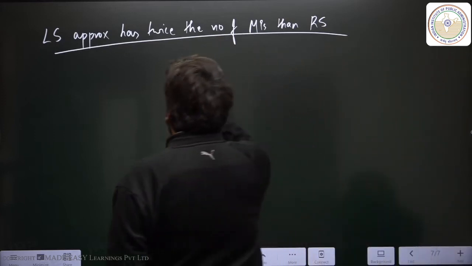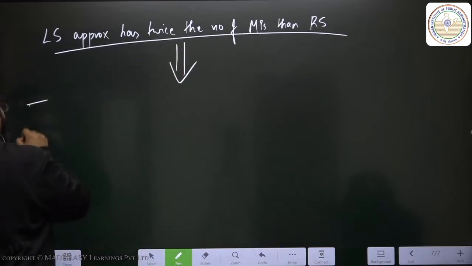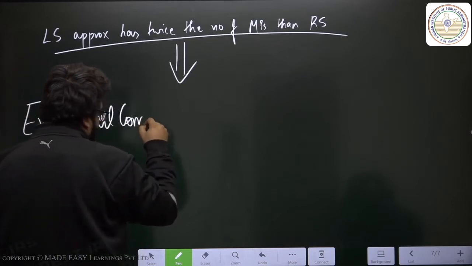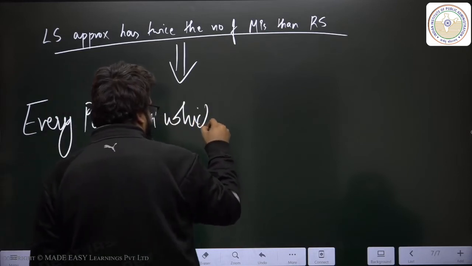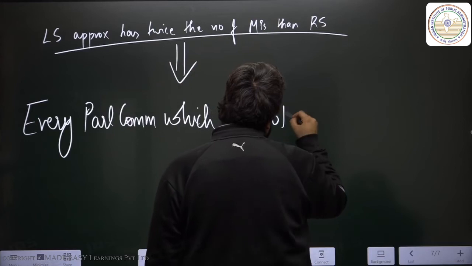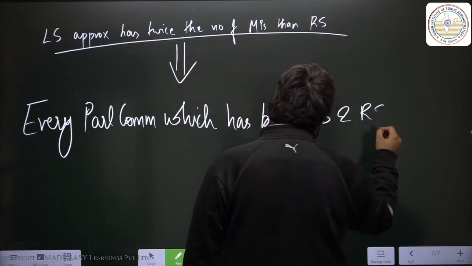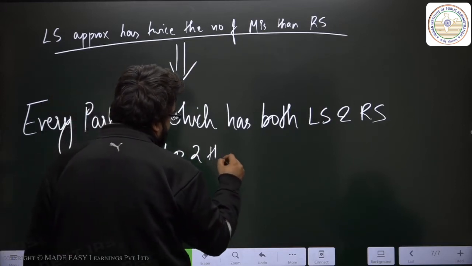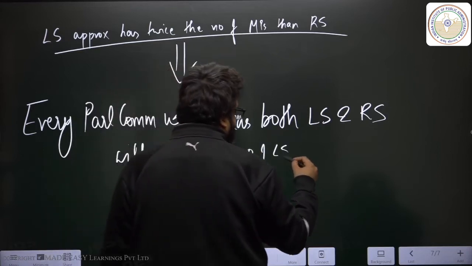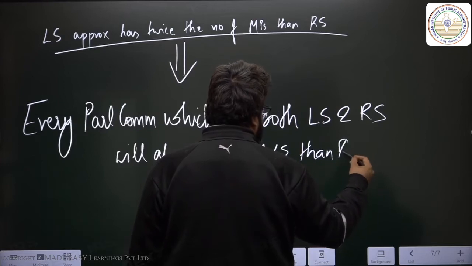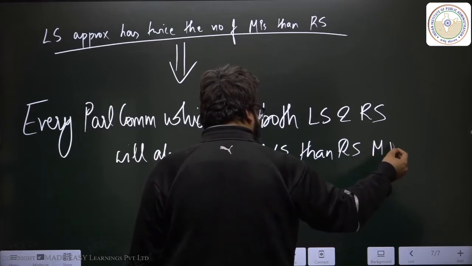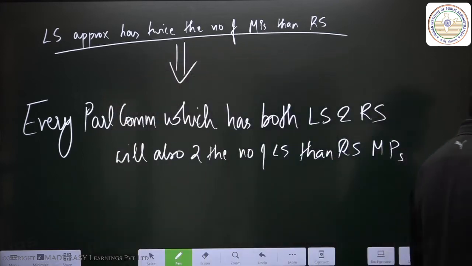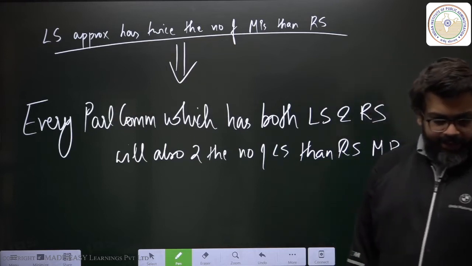If this statement is true, you will notice every parliamentary committee which has both Lok Sabha and Rajya Sabha members will also have twice the number of Lok Sabha MPs than Rajya Sabha MPs.